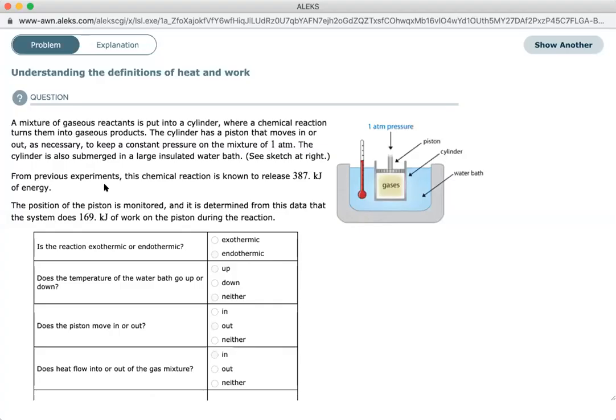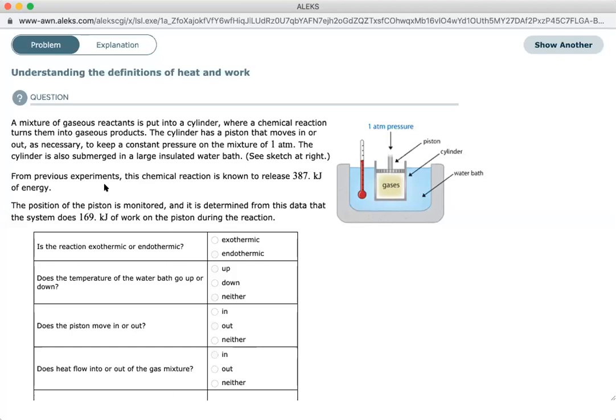It's a cool problem, but there's a lot of terminology in it. Okay, so let's take a look at this one. Getting through that first paragraph, that's just telling you what the situation is. The chemical reaction releases 387 kilojoules of energy. The position of the piston is monitored, and it is determined from this data that the system does 169 kilojoules of work on the piston.